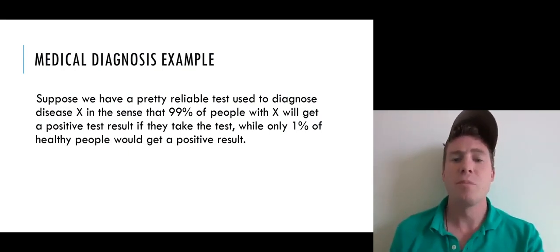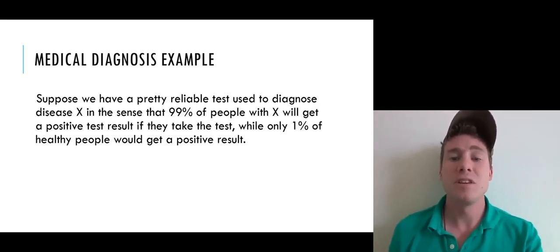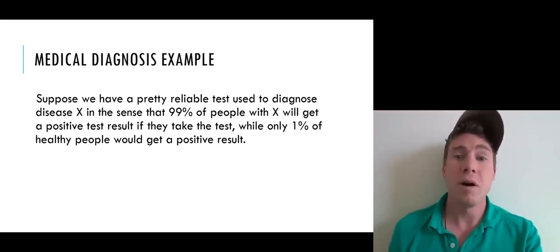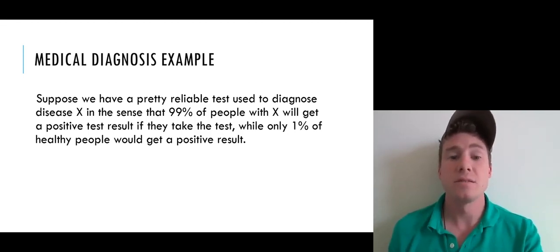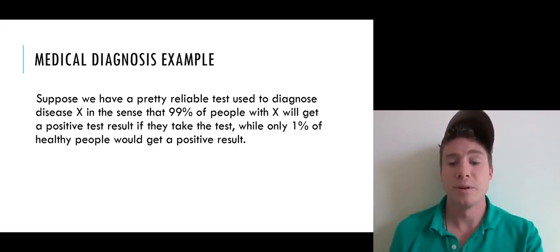So suppose we have a pretty reliable test that's used to diagnose disease X, and it's reliable in the sense that 99% of people with the disease will get a positive test result if they take the test. The test tends to capture those people who actually have the disease. Well, only 1% of healthy people would get a positive result, right?